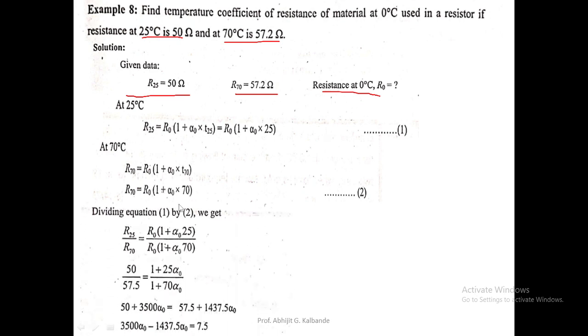Now by dividing equation 1 and 2, ये दोनों equation अपने को मिल गए। ये दोनों equation को अगर आप divide करते हो तो we get R25 upon R70 is equal to R0 into (1 plus 25 alpha 0) upon R0 into (1 plus 70 alpha 0). अब इसमें क्या क्या चीजें कैंसिल होगी? तो R0 gets cancelled. Resistance at 25 is 50 ohm. Resistance at 70 is 57.2. 1 plus 25 alpha 0, 1 plus 70 alpha 0. So as per that, we get an equation in terms of alpha 0.